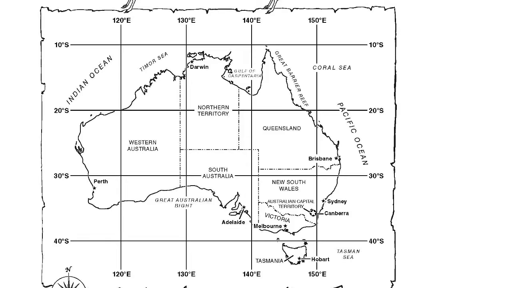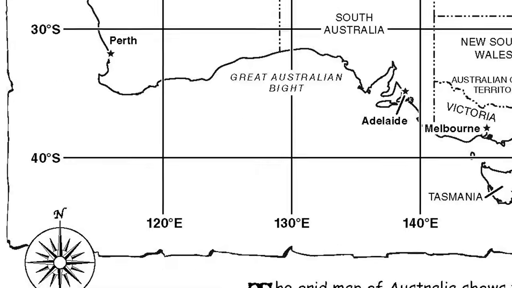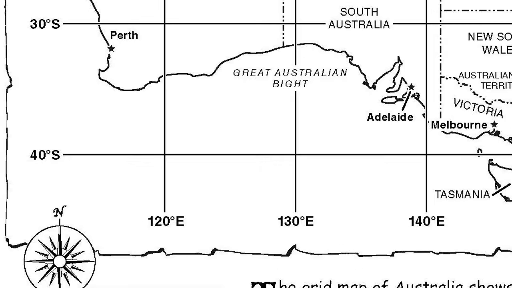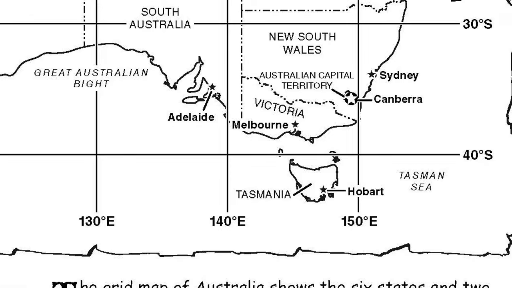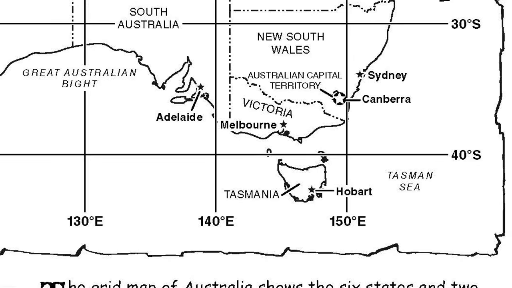For example, if I'm looking at about 45 degrees south and about 148 degrees east, you'll notice that I come to the capital of Hobart on the island of Tasmania. That is an absolute location. If we find those coordinates, it takes us directly to that spot.